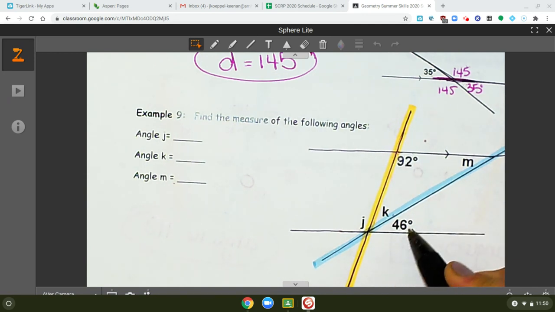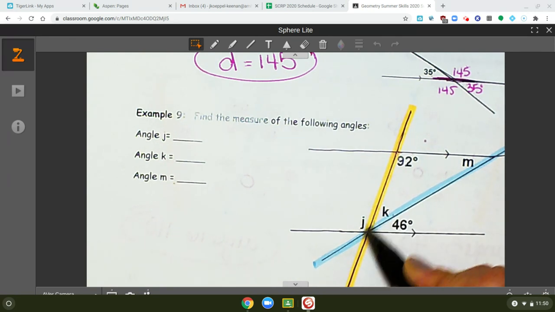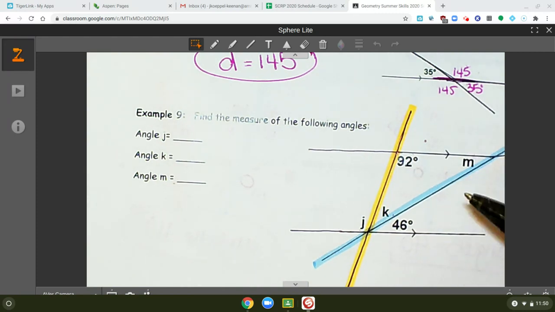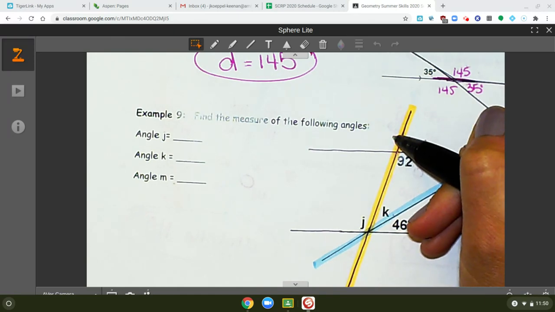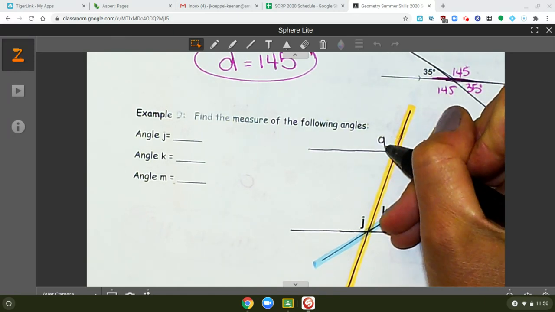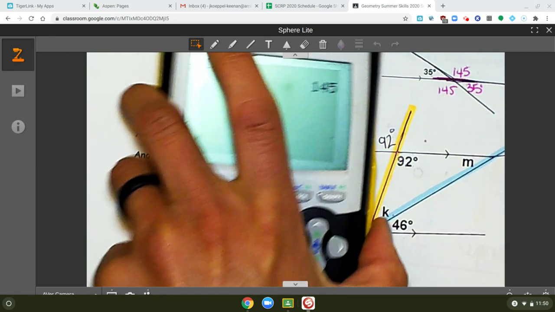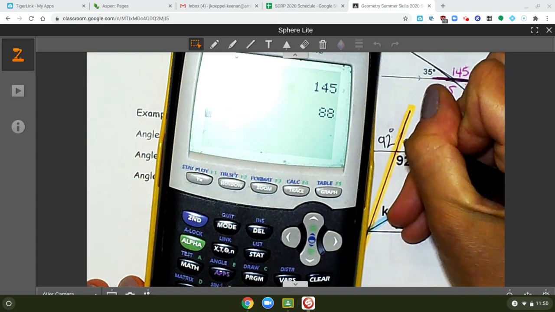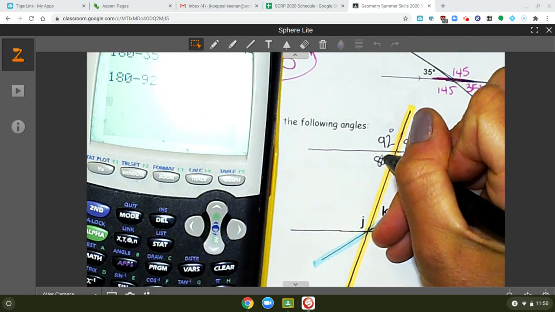Whereas this angle 46 down here, it's touching the blue, but this is also kind of part of that orange transversal too. So it gets a little bit more complex. So that's why I picked the 92 first. So if this angle here is 92, its vertical angle here is 92. And now we can find its linear angle. So 180 minus 92, and we get 88 degrees, which means its vertical angle here is 88.